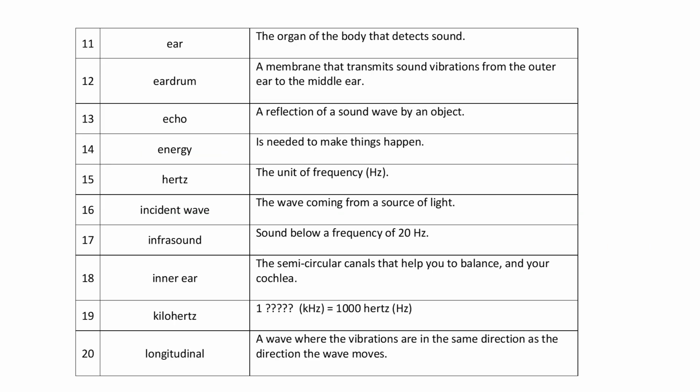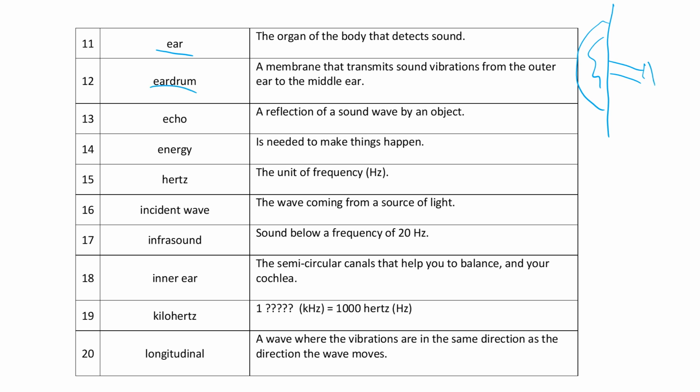The organ of the body that detects sound is your ear, right? You need to know the structure of your ear. A membrane that transmits sound vibrations from the outer ear to the middle ear: the eardrum. So what you've got is your outer ear. Sound then goes from your ear down the tube there and it hits the eardrum at the end.